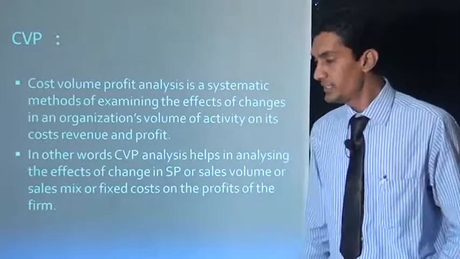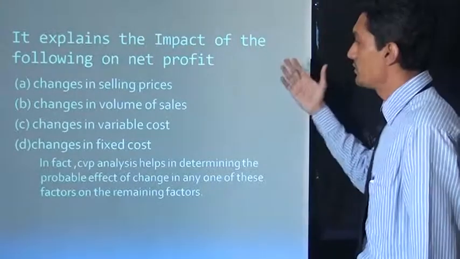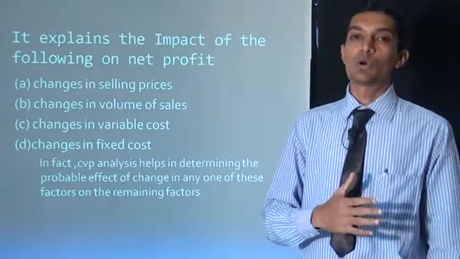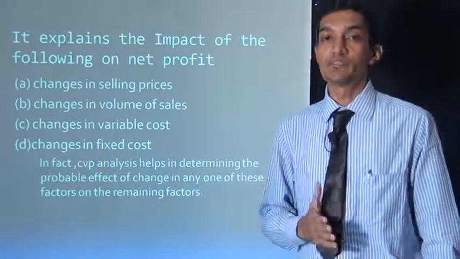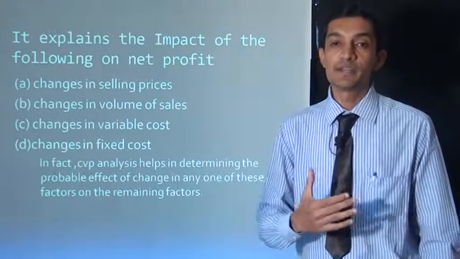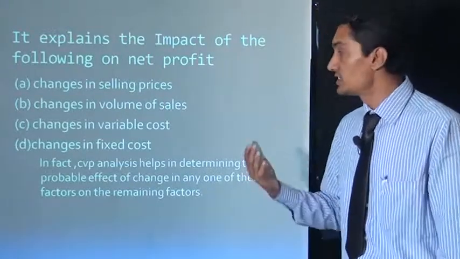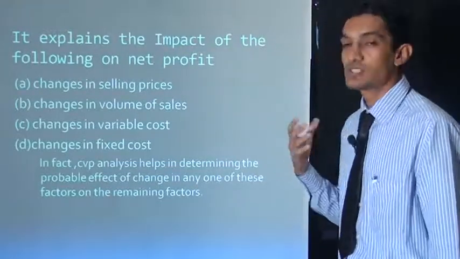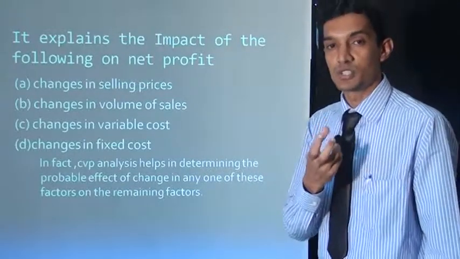Now move on to the next slide. It explains the impact on net profit. What is the impact in CVP? Change in selling price: you get an order, and in this order, what is your selling price? For each and every order, your selling price is different. Suppose you are manufacturing paper and you get an order of 10,000 paper; in that situation the selling price is different. If you get an order of 20,000, the selling price is also different. Then change in volume of sales. Volume means units.